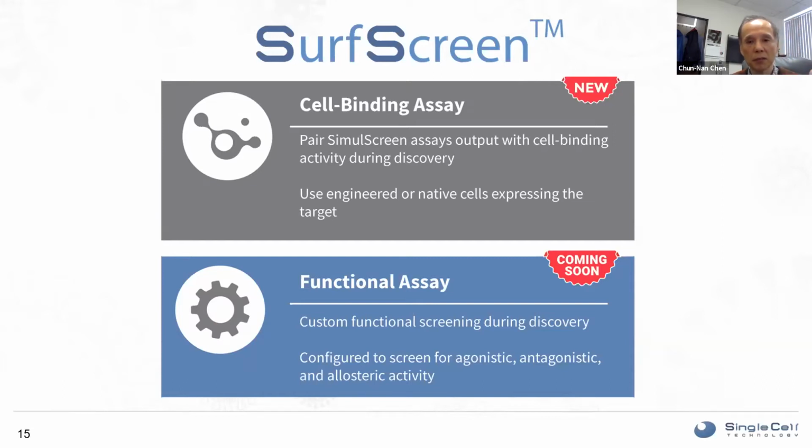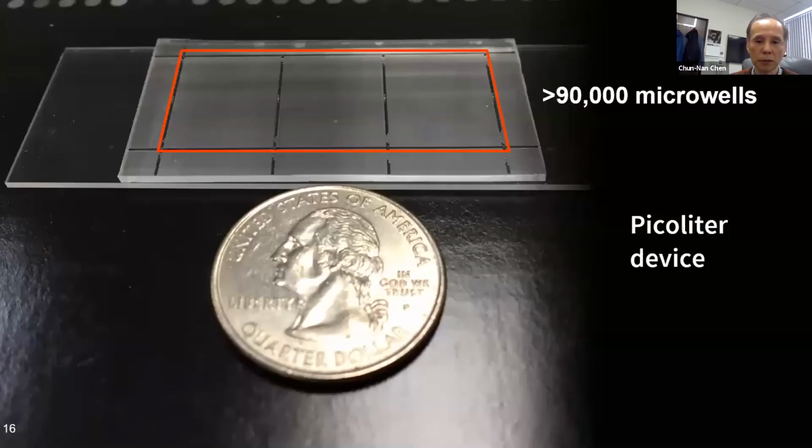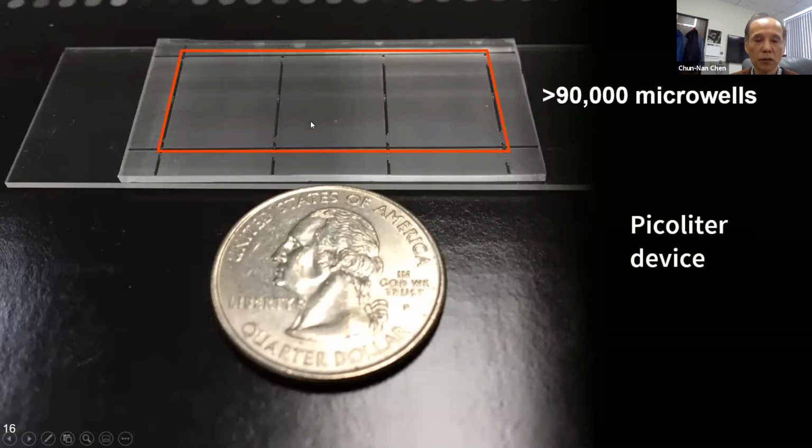So we have these multiple modes of screening antibodies for their attributes. And plus, on the other side, you can get the sequence here. So that allows us to really look at these antibodies in a very broad way and very deep because of the high throughput nature of our platform. And here's a picture of our Picoliter device. It's a little bigger than a quarter here. And you can see that it's roughly divided into three portions. We call it the active area.